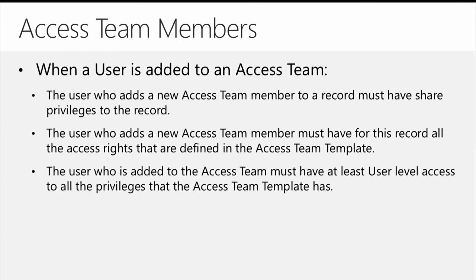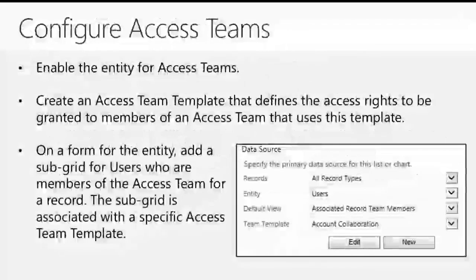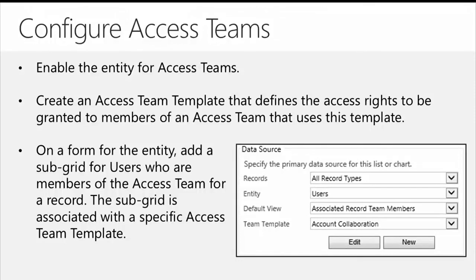So for example, if the access team template says that you're going to be able to edit and delete this record, if I don't at least have the ability to edit and delete my own records of that same type, I cannot be added to an access team that's going to give me permissions to do so in that record. And I'll explain that a little bit more inside the demo. But basically, I cannot have more permissions to somebody else's records than I would have to generalized records inside the application itself.